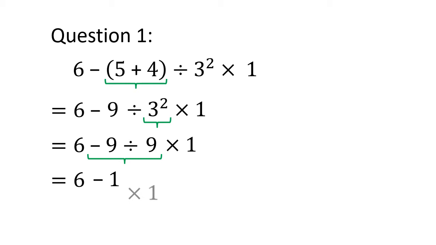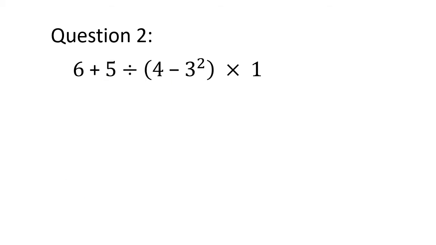Times 1 is still here. We now calculate negative 1 times 1. 6 stays the same, and negative 1 times 1 is equal to negative 1. Now we have 6 minus 1, so the final answer is 5.